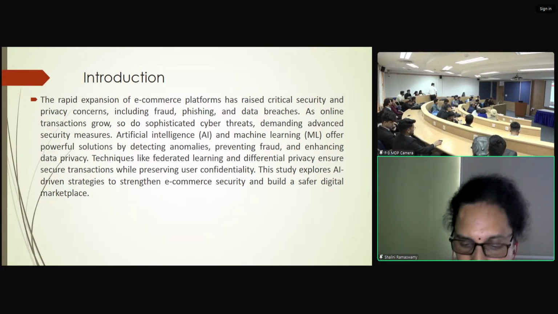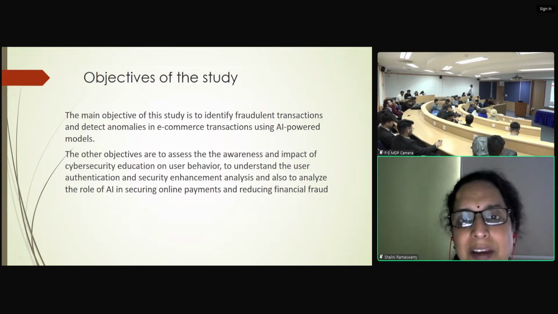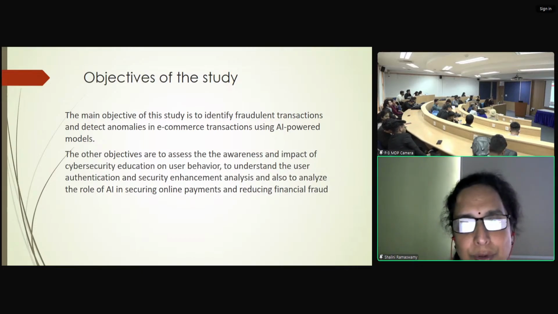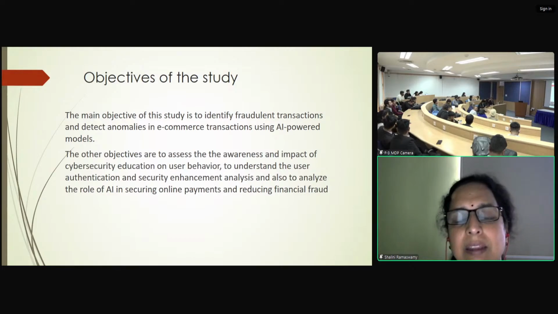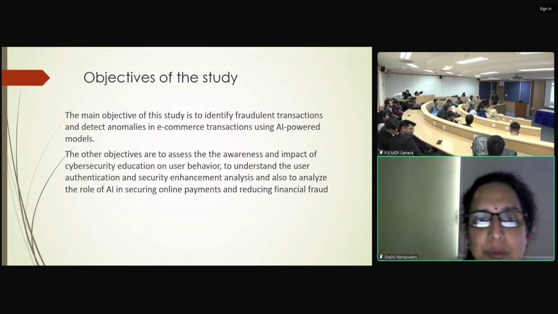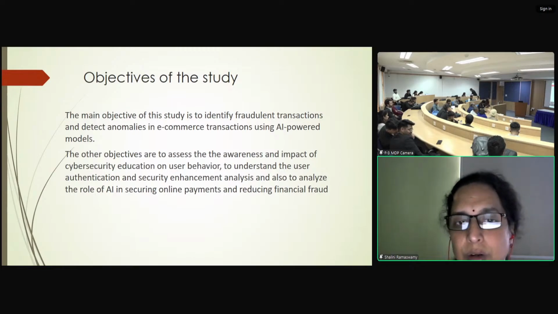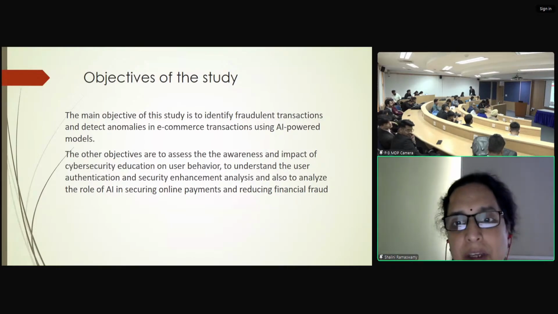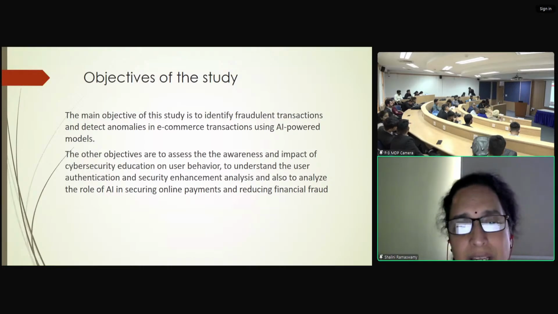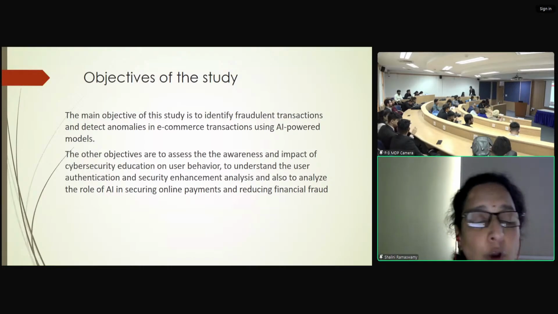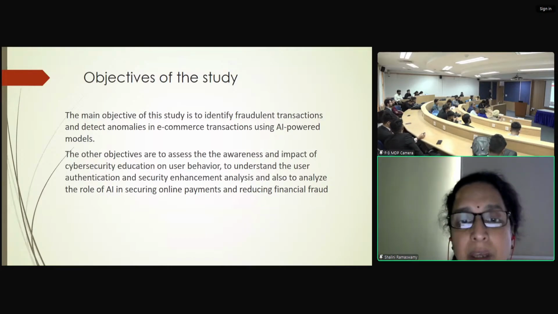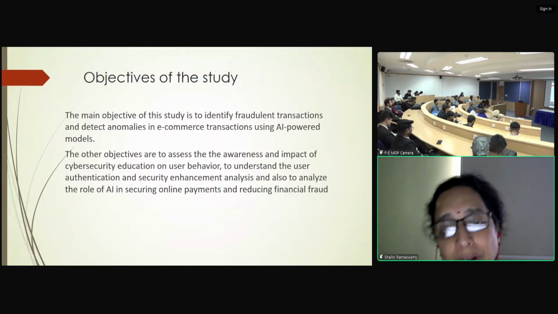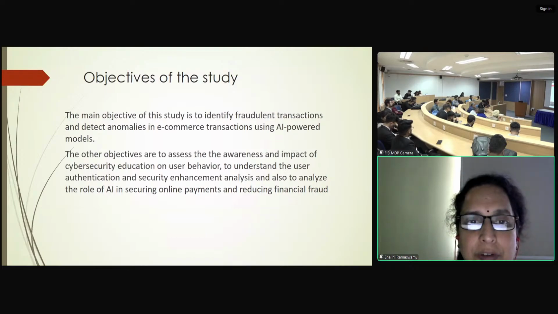For this purpose, I have used both secondary and primary data to do the analysis. The main objective of my study is to identify fraudulent transactions and detect anomalies in e-commerce transactions using AI-powered models. The other objectives include assessing the awareness and impact of cybersecurity education on user behavior, understanding user authentication and security enhancement analysis, that is, what the users think about authentication and security enhancement. I also wanted to check the role of AI in securing online payments and reducing financial fraud.